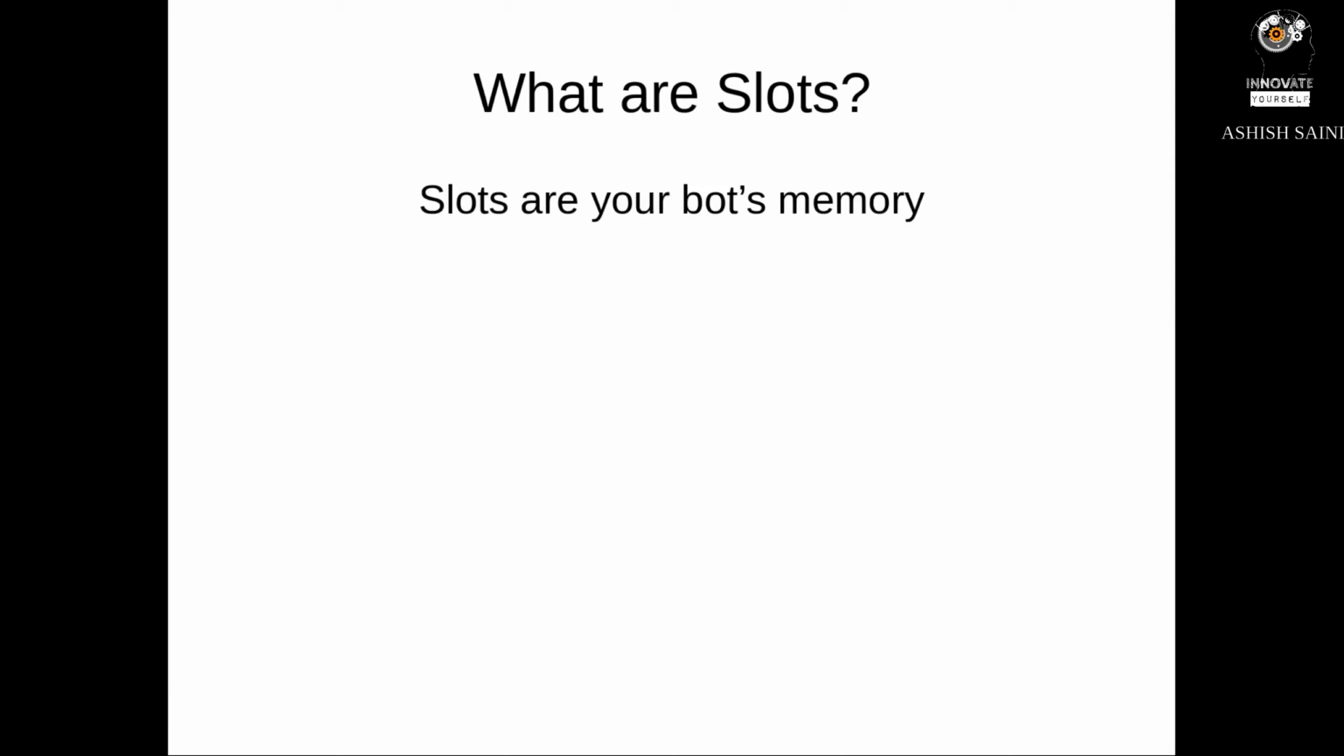So the slots are generally your bot's memory. They act as a key value store which can be used to store information the user provided, for example the home city, or the mobile number or any other details, as well as information gathered about the outside world, for example the result of a database query.